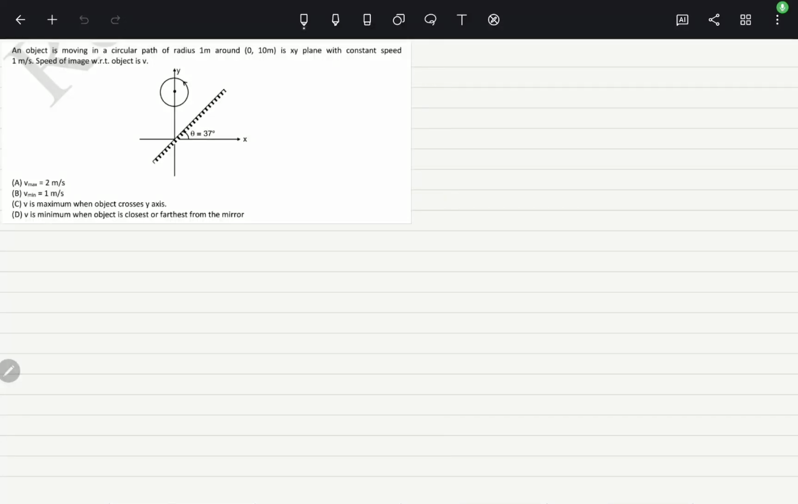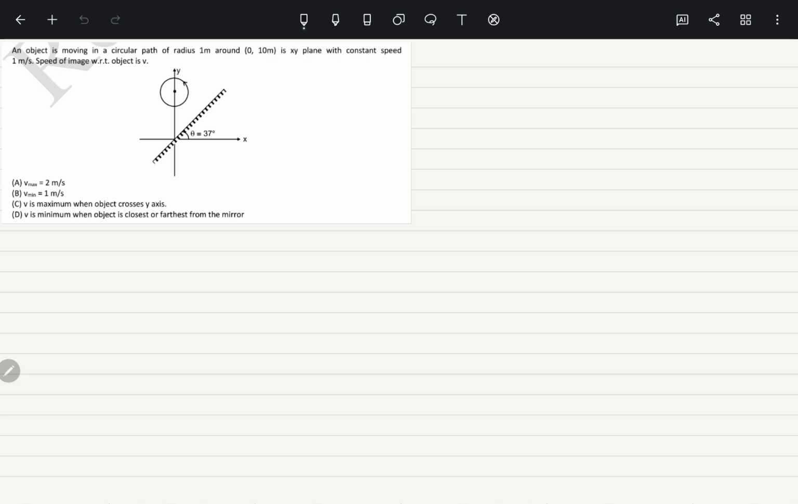Okay, so this is a question from geometrical optics, topic plane mirror. The question is: an object is moving in a circular path of radius 1 meter around (0, 10 meter) in the xy plane with a constant speed of 1 meter per second, and the speed of the image with respect to the object is V. There are four options, which we need to check.